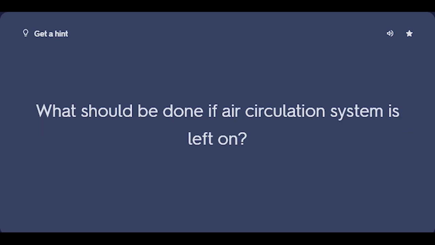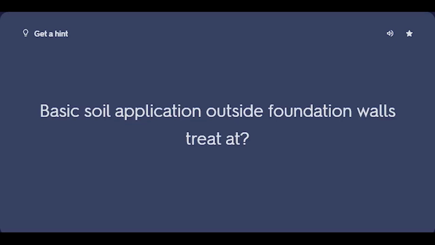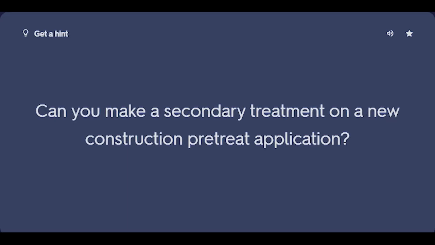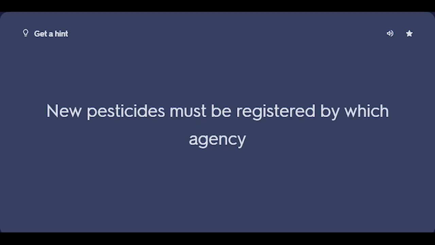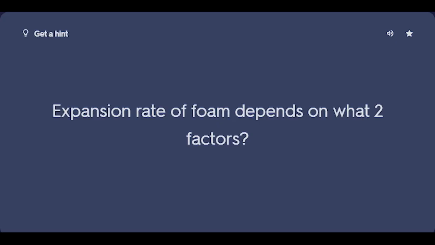These WDO inspection tools are recommended except: answer, moisture meter. Which agency established regulations for pest and rodent control? Answer A, FIFRA. For treatment of crawl spaces, AC ducts should be turned off before any termiticides are applied. Answer A, true.